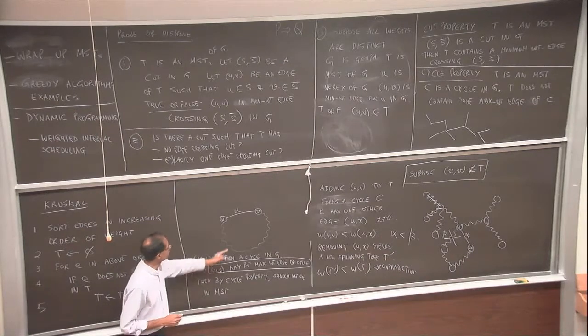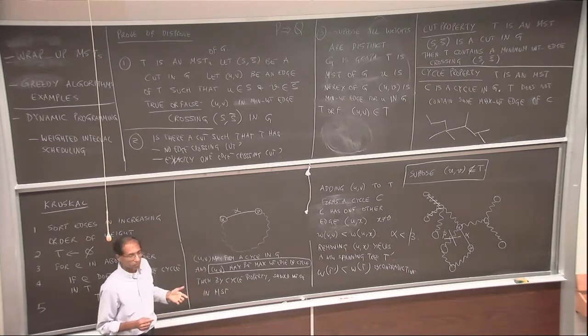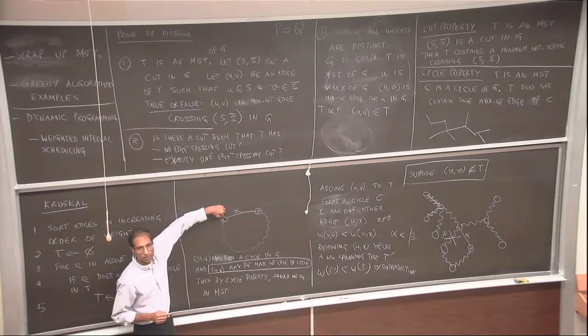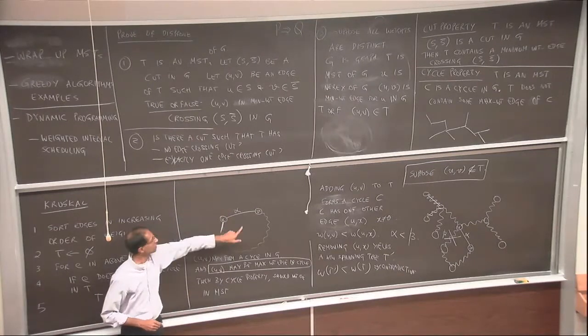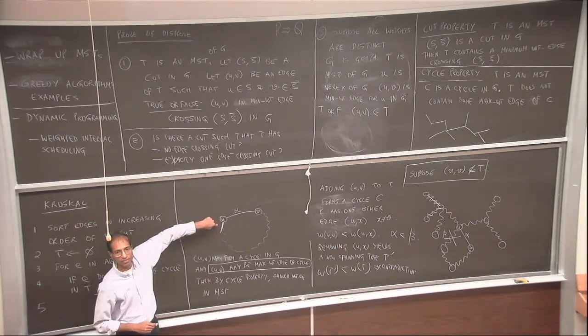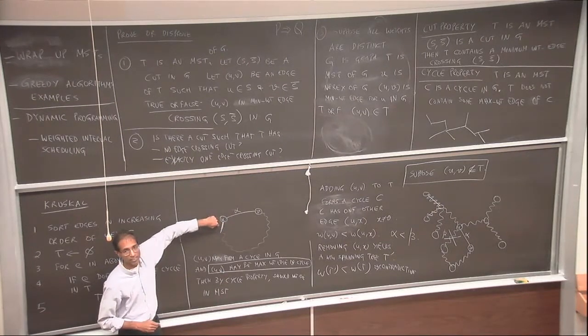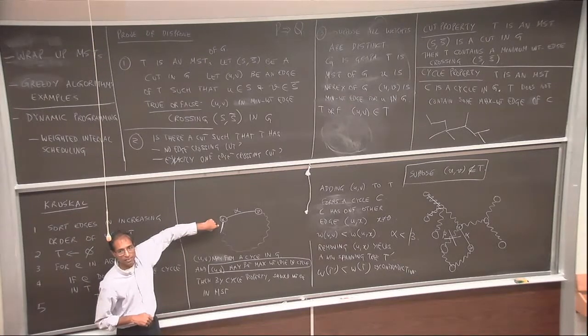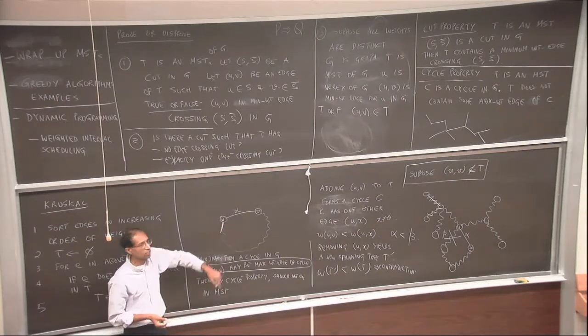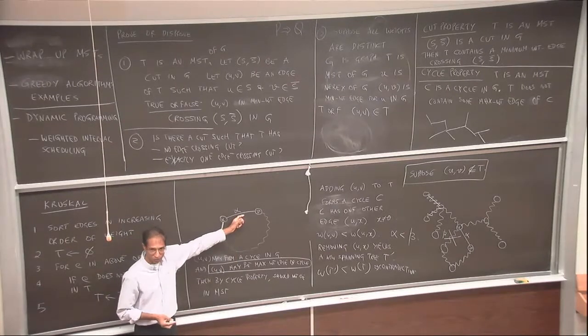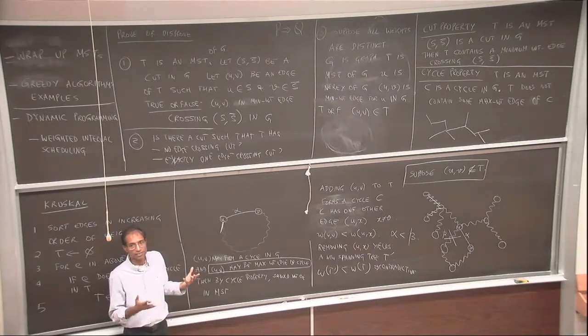It's impossible for UV to be a maximum weight edge of any cycle, because UV is the least weight edge for U. Any cycle containing UV should have another edge for U. And if this is the least weight edge, how can that be? This has to be smaller than this. So it cannot be the maximum weight edge of the cycle. The claim you're making is that UV has to be the minimum weight edge. No, UV is given to be the minimum weight edge already. That's given to us. So UV cannot simultaneously be a minimum weight edge for U and a maximum weight edge for a cycle. That's the thing.